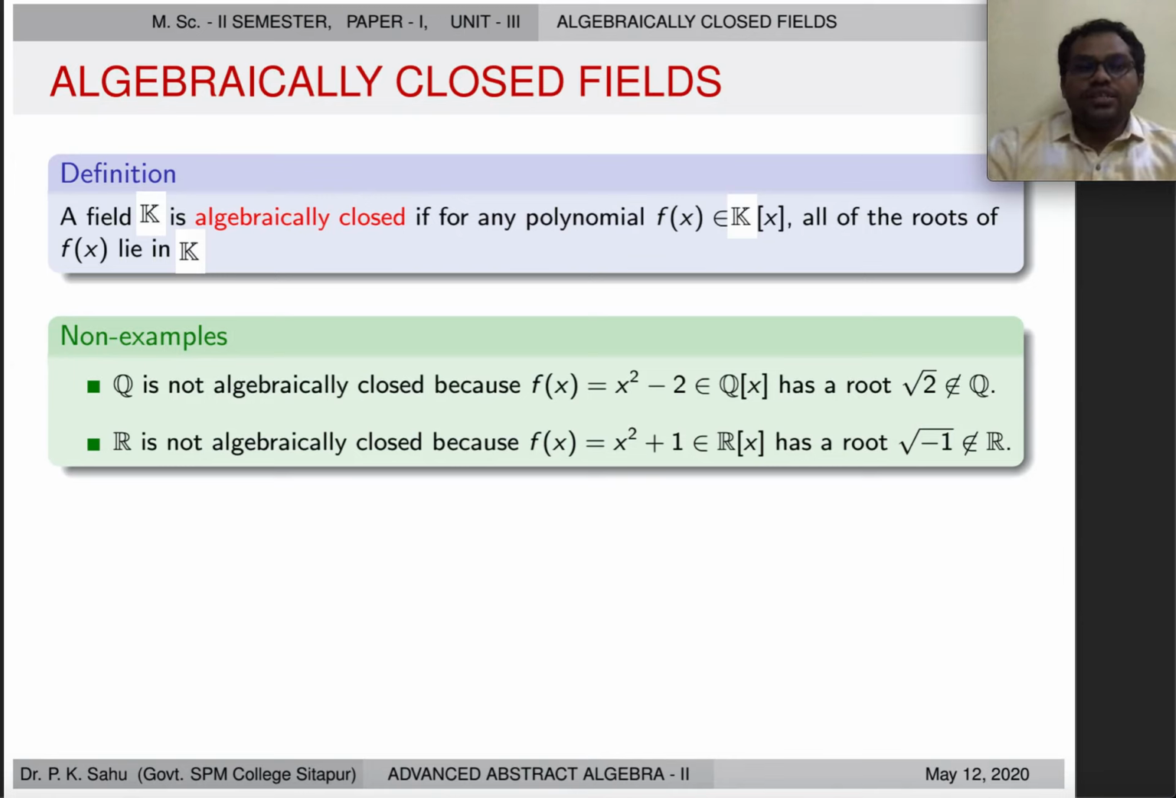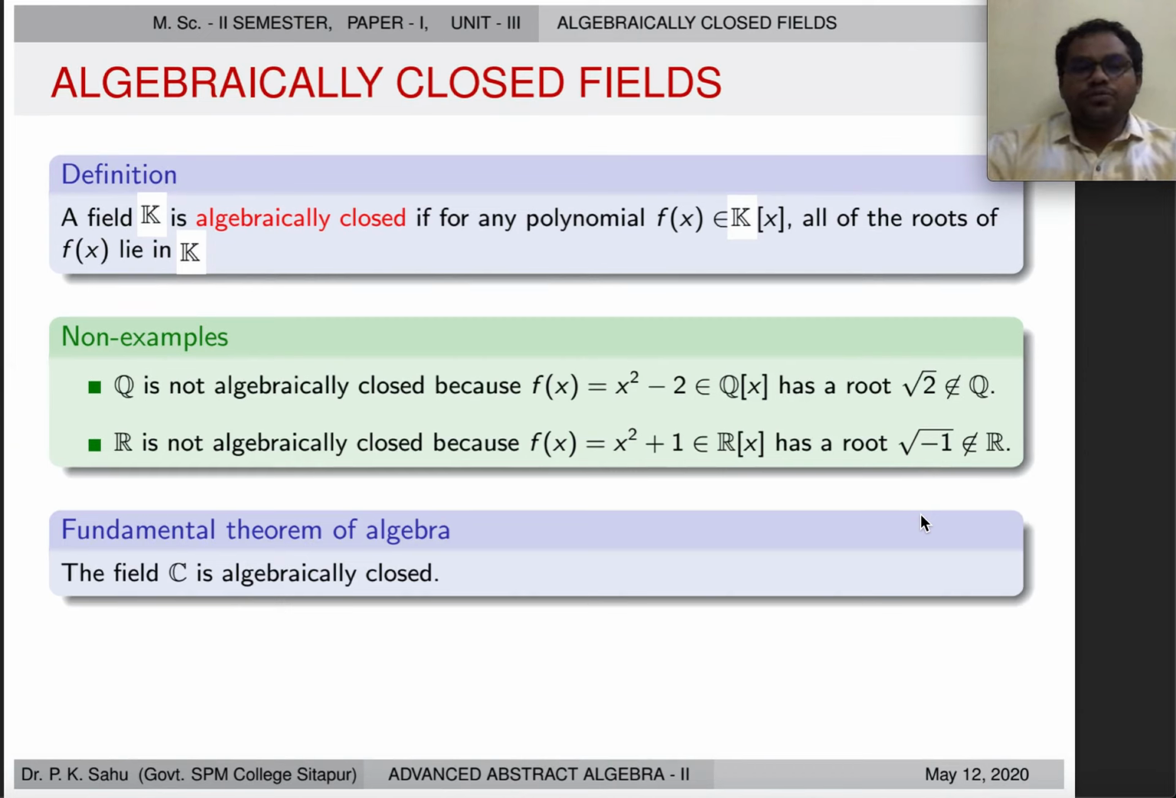Now, we can see that rational numbers are not an algebraically closed field because there is a polynomial f(x) equal to x squared minus 2 which lies in Q[x], but it has a root root 2 which does not lie in the rationals. Similarly, real numbers are also not algebraically closed because there is a polynomial f(x) equal to x squared plus 1 which lies in R[x], but its root iota, which is square root of minus 1, does not lie in the real numbers. And from the famous fundamental theorem of algebra, you know that the complex numbers form an algebraically closed field.